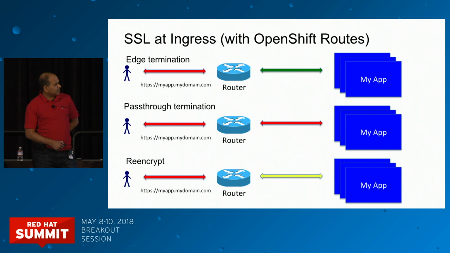The third option is to do re-encrypt. This is the case where you have cert1, which is between the client and the router, and between the router and your app, you use a different certificate. That is re-encrypt. This is how you will do SSL for your application traffic coming through the router.